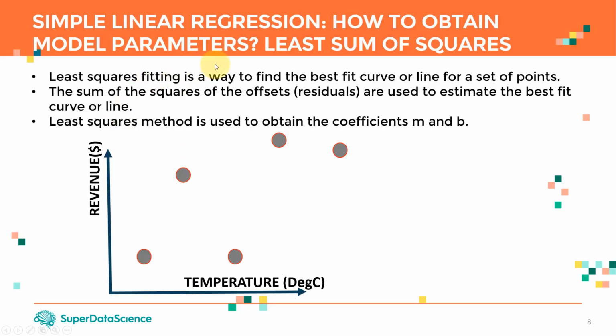So let's take a look at the least squares. Let's assume that we have, again, the same data points. Here I have my temperature on the x-axis, and here I have my revenue on the y-axis. Here I have my data points. Least squares is simply a way to find the best fit curve or line for a set of points. So now I have a couple of points, and I want to get the best line that can go through the data. First, we're going to come up with this line, just a random line.